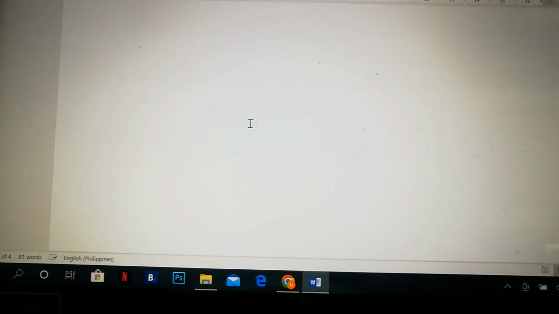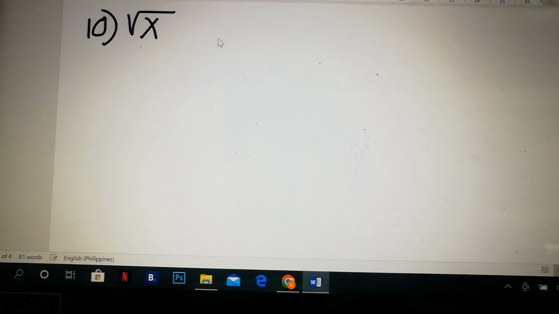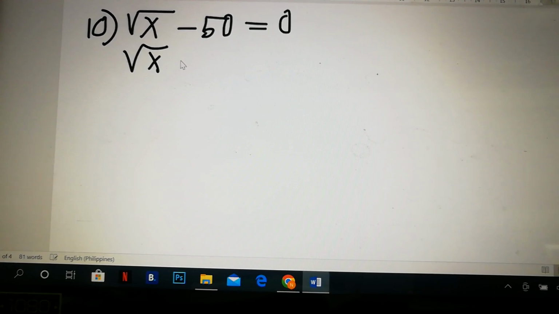Next, number 10. Square root of x minus 50 equal to 0. So transpose negative 50 to the other side of the equation, that is square root of x equal to 50.